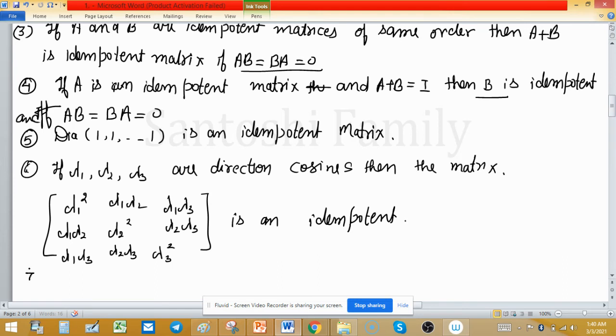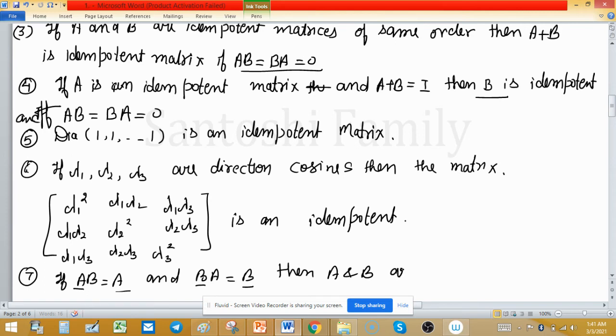The last property related to idempotent matrices is: if AB equals A, meaning A is the prefactor, and BA equals B, then A and B are idempotent matrices.